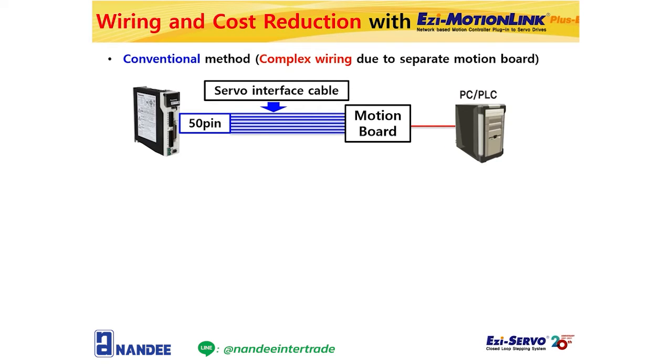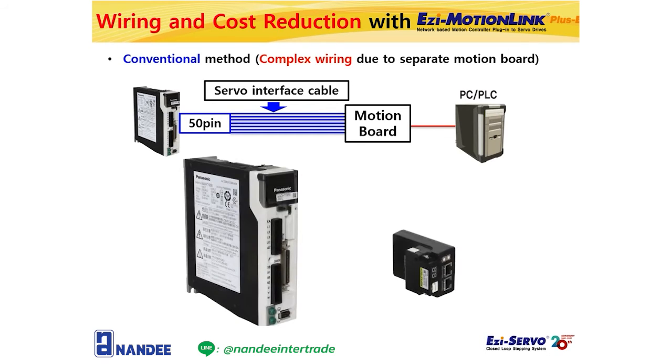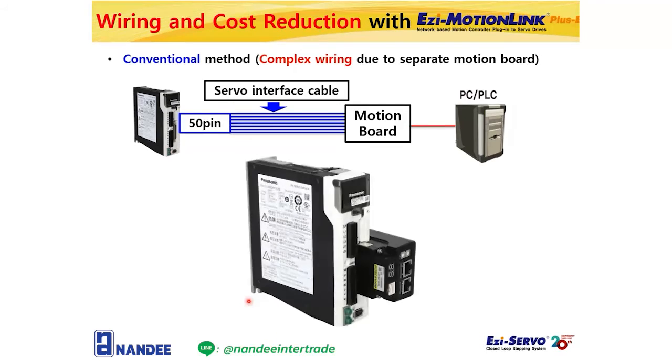EZ MotionLink Plus E is an Ethernet Type 1-axis motion controller that can be used by plugging it into the interface connector of the AC servo drive. As you can see, for example, there is a Panasonic AC servo drive. EZ MotionLink can be directly attached to the servo interface connector of this Panasonic's AC servo drive.